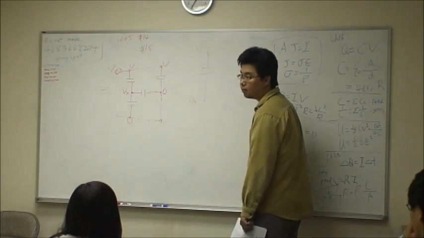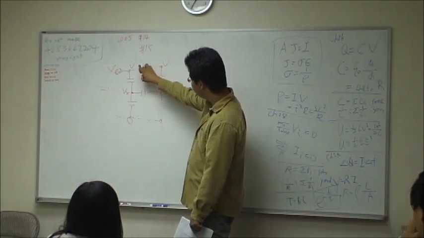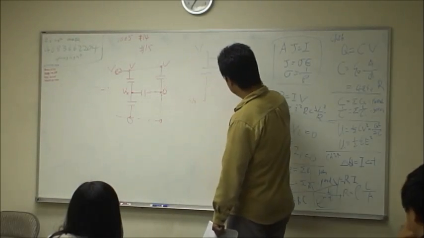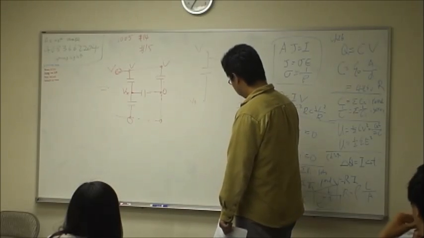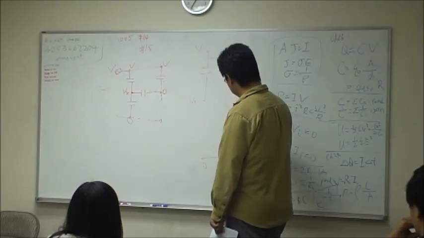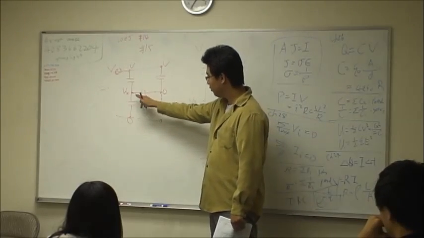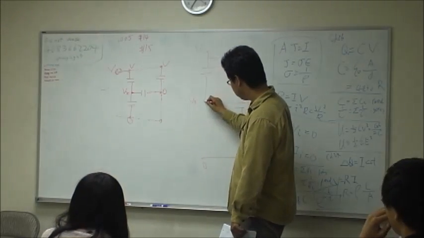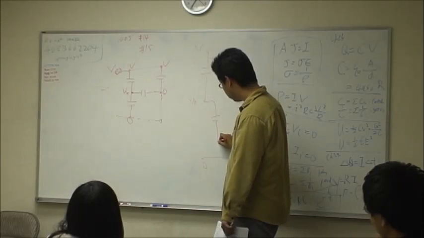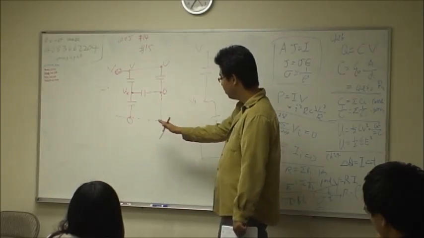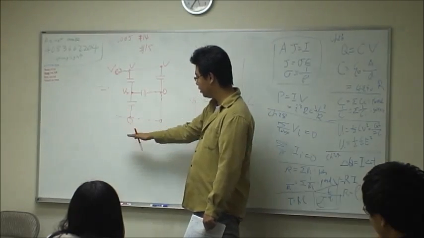Make sense? Okay. This one, from V to 0. 0 is a capacitor. Okay? This one is from Vx to 0. This one from Vx to 0.